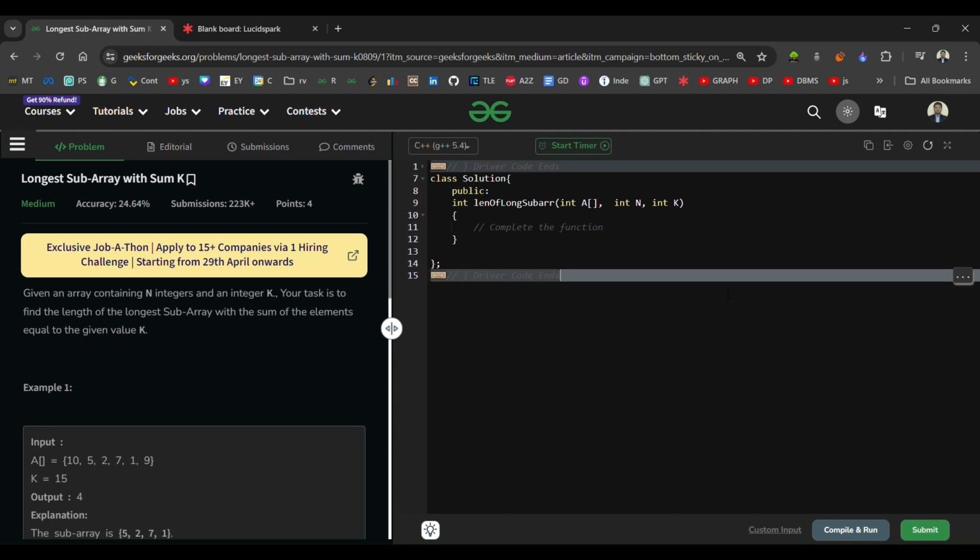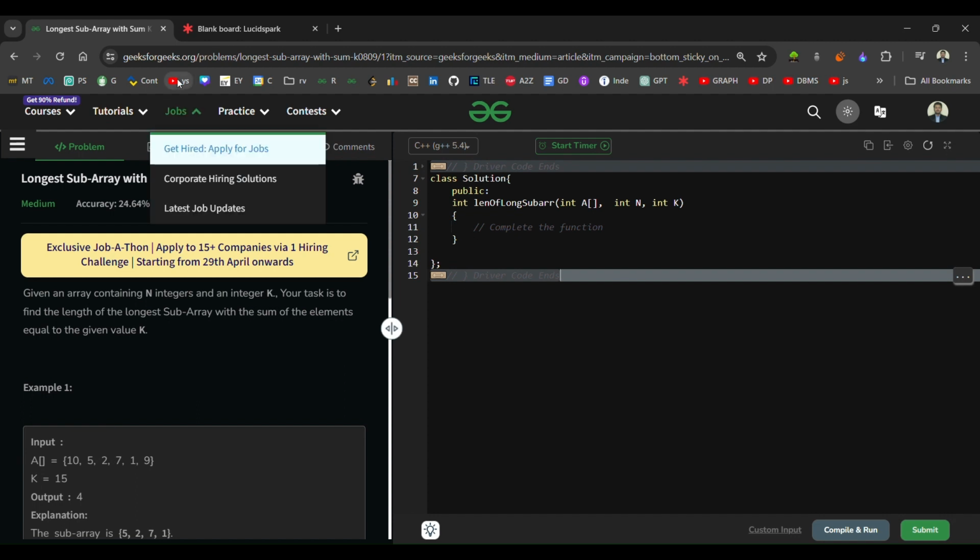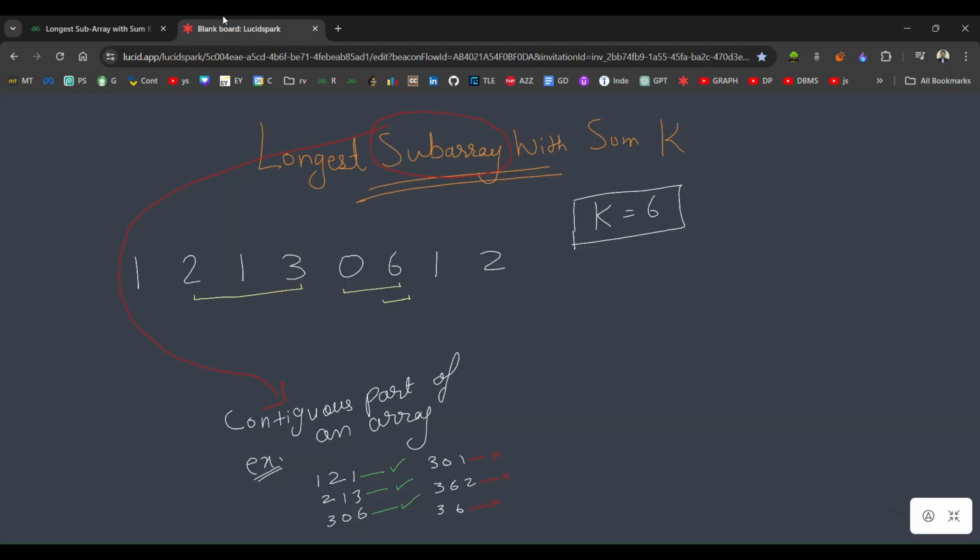In today's video, we are going to see how to solve this problem called longest subarray with sum k, right? So the question is pretty simple. We just have to find the longest subarray that has sum k, right? So first of all, let's understand what a subarray is.